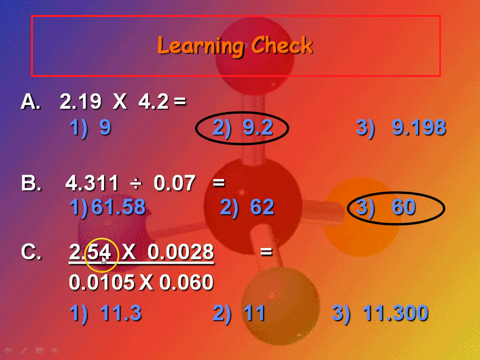Now we've got 2.54 times 0.0028. Keeping track of your sig figs here: 0.105 times 0.060. So it looks like we've got 3 sig figs, 2 sig figs, 3 sig figs because of the sandwiched one, and 2 here. So that means our final answer is going to be 11.